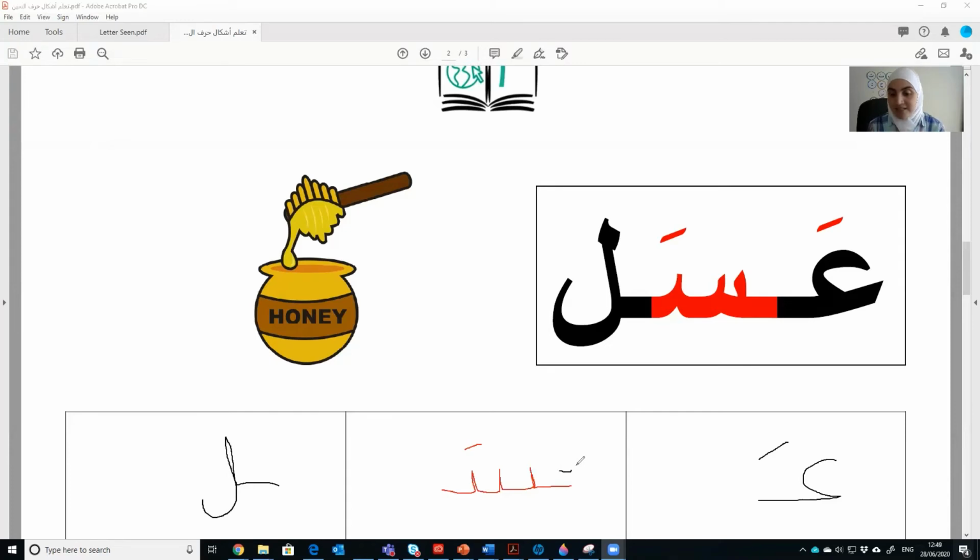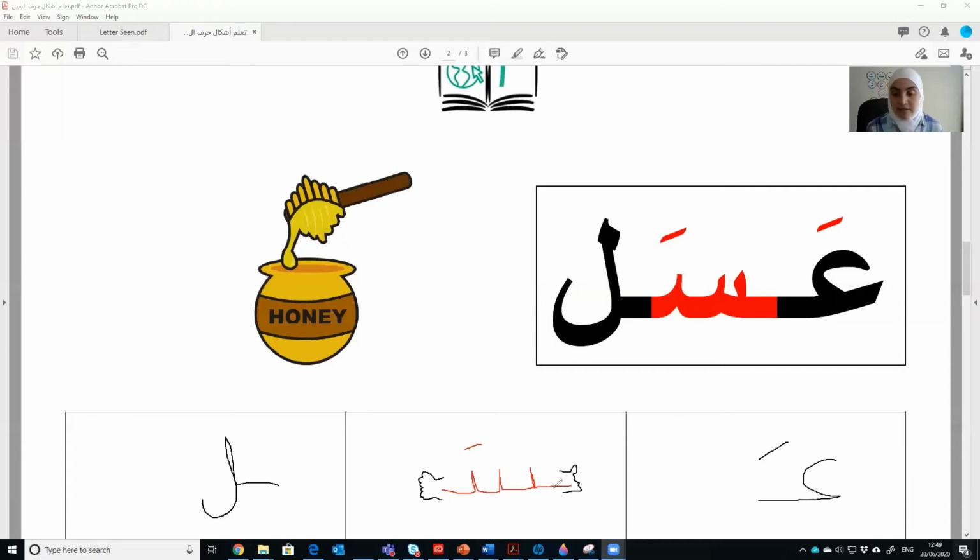Yes, حرف السين here has 2 hands to connect with the letter before, and also has this hand to connect with the letter after. Sorry about my drawing. I'm not really good in drawing. So just imagine that this is a hand. حرف السين here has a hand to connect with the letter before and has another hand to connect with the letter after. Yes. Can you draw this form of حرف السين with me?